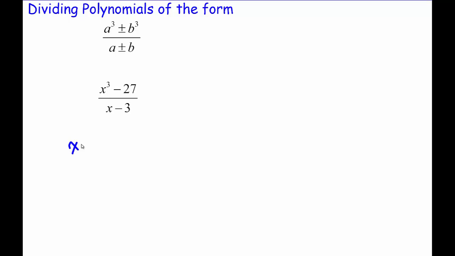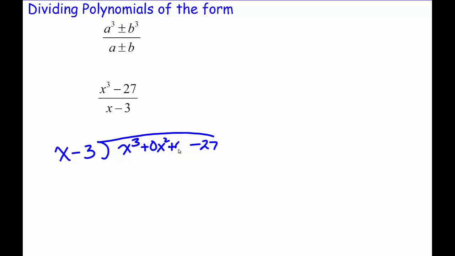Okay, so we're going to set up some polynomial division, x minus 3 divided into x cubed minus 27. Now remember, because there are terms missing in this polynomial, it's always handy to put placeholders in for them using a zero coefficient, like so. So you want to make sure you have all four terms of this polynomial present so that you can do the proper long division for it.